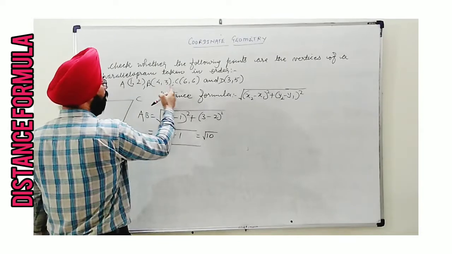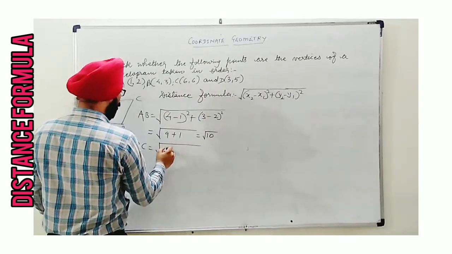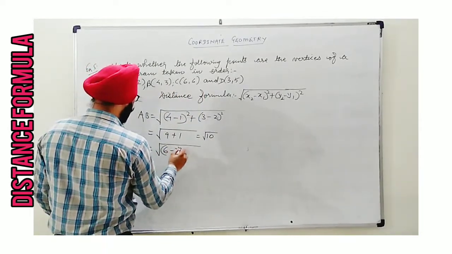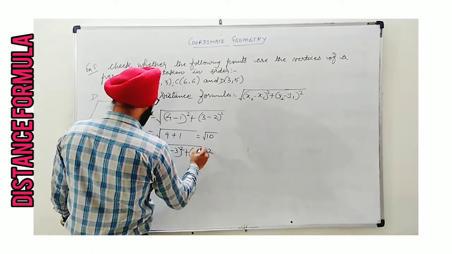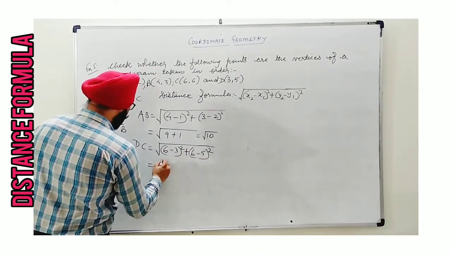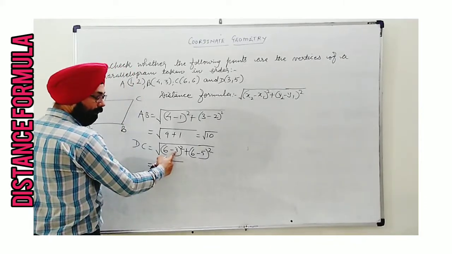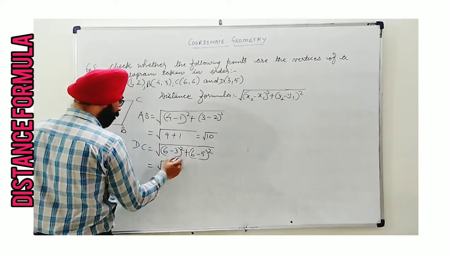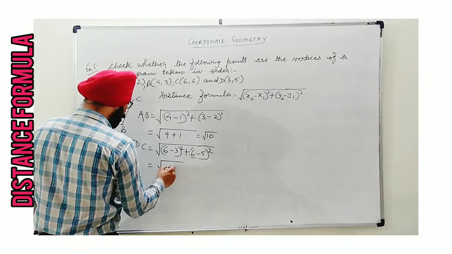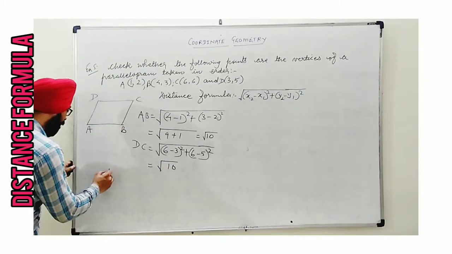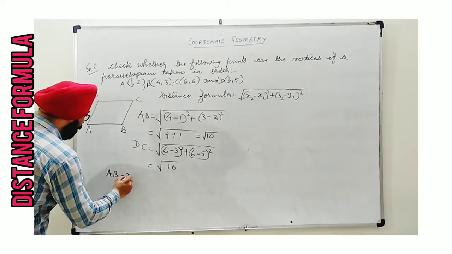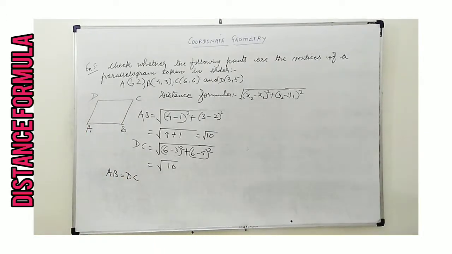DC means between these two. So we need (6 minus 3) whole square plus (6 minus 5) whole square. Again we get 6 minus 3, 3 square, 9, and 6 minus 5, 1 square, 1. So this is root 10. As we see, AB is equal to DC. So one pair of opposite sides we have shown equal.